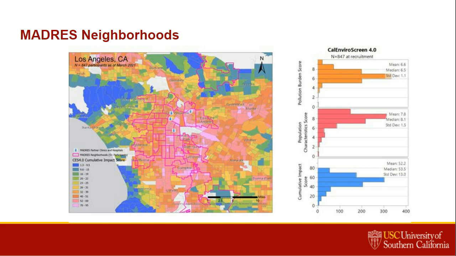The overall score goes from 0 to 100. And again, in the map, you see that the MADRES neighborhoods fall in the darkest pink to red colors, the highest percentiles of this cumulative impact score, meaning the most environmentally burdened, but also the most vulnerable in terms of population susceptibility criteria. The plots on the right show you the distribution of that data in the MADRES neighborhoods. You see a very high pollution burden score, even higher population susceptibility score, and then the cumulative impact score takes both of these things into consideration. In a lot of our studies, we're assigning this data to where our participants live, and we look at these measures as predictors of some of the adverse health outcomes that we're all interested in.